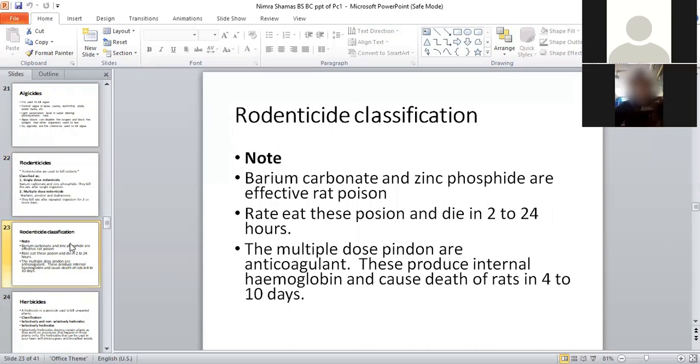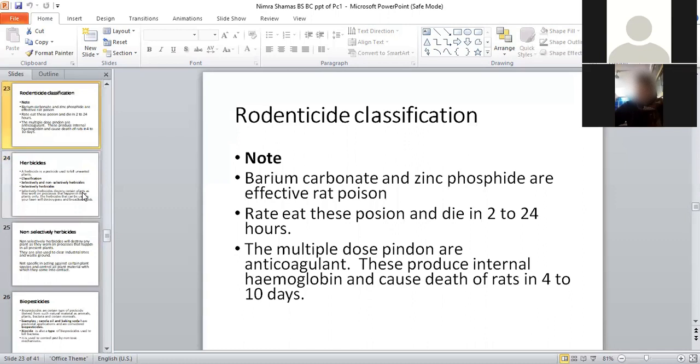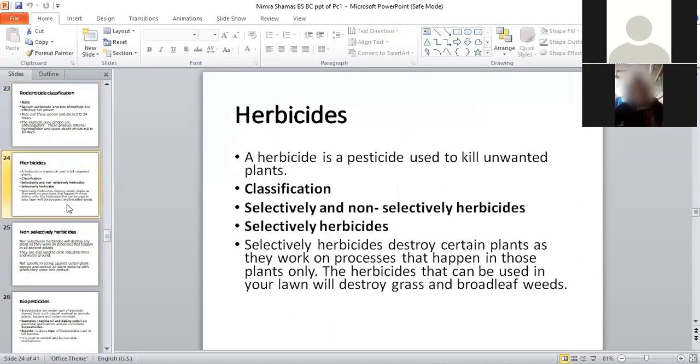Rodenticide classification note. Important note is that barium carbonate and zinc phosphide are effective rat poisons because they kill in only one ingestion. The rat eats this poison and dies in 2 to 24 hours. But the other multiple dose ones are anticoagulants, and these cause internal bleeding and death of the rat in 4 to 10 days because they are less effective. So rats die in 4 to 10 days.